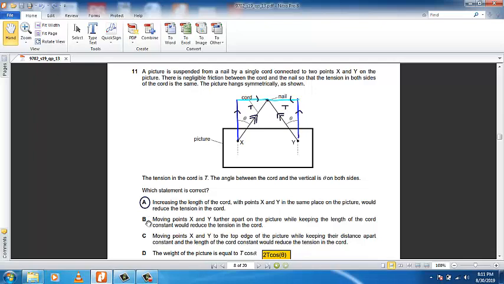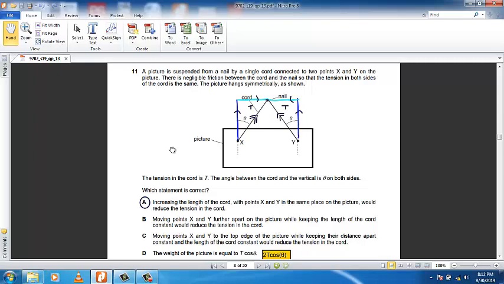For B, it says that moving points X and Y further apart while keeping the length of the cord constant would reduce the tension. It would not reduce, it would in fact increase the tension because the cord is the same and you are moving the points X and Y further apart. A, it says increasing the length of the cord with points X and Y the same would reduce the tension. That's correct because you are increasing the length of the cord, so the same force could be compensated and the tension in the cord would be reduced.